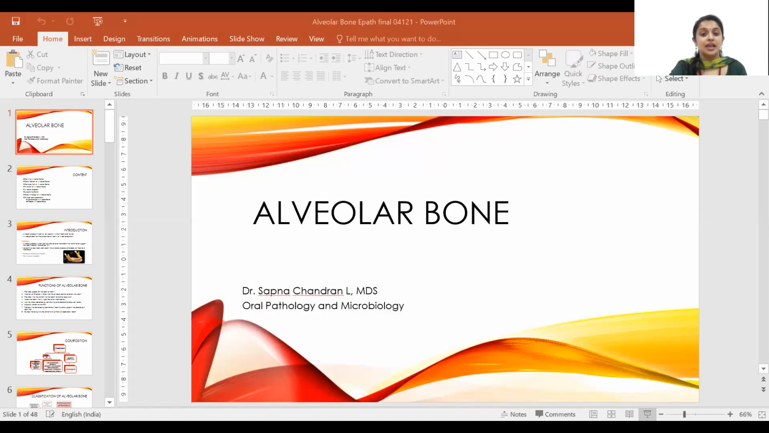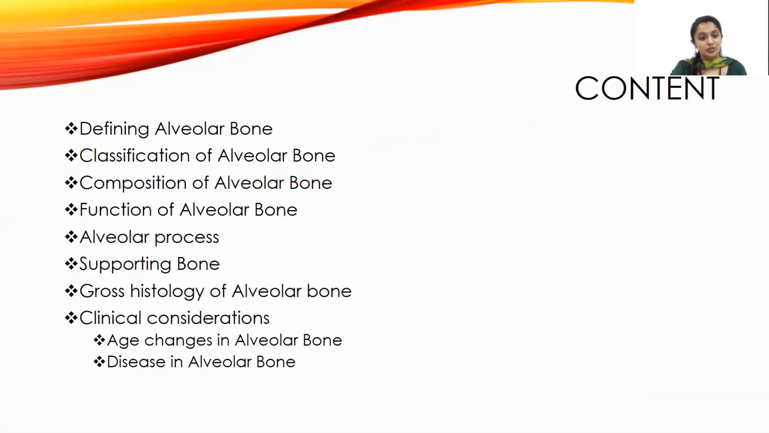Alveolar bone is an important part of the periodontium. Periodontium includes both soft tissue as well as hard tissue. Soft tissue includes the gingiva and the periodontal ligament, and hard tissue includes the alveolar bone and the cementum.